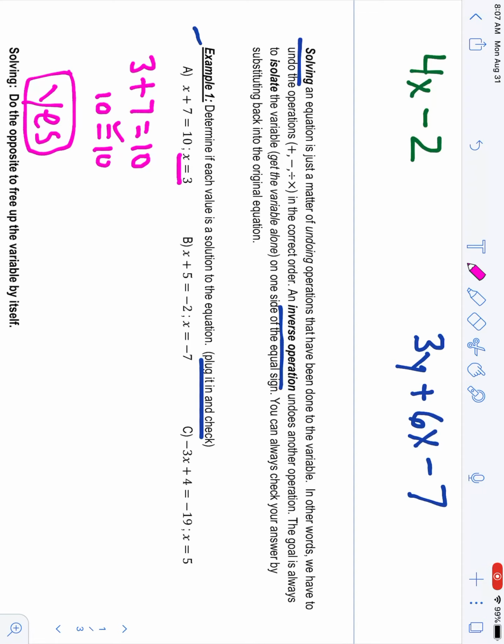All right, let's try the second one. They give us the equation x plus 5 equals negative 2. They tell us that x is negative 7. Well, let's check. Negative 7 plus 5 equals negative 2. Well, that's negative 2 equals negative 2, which is a yes, that's true.